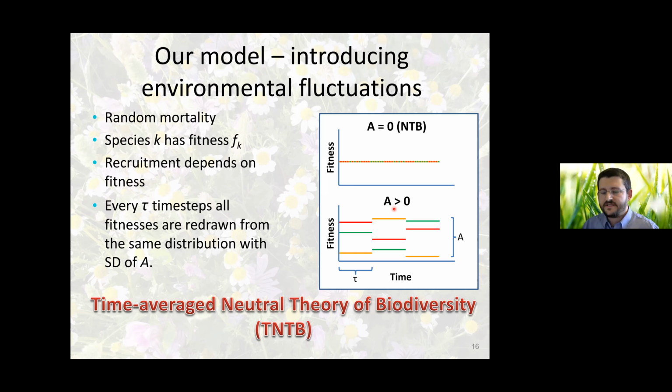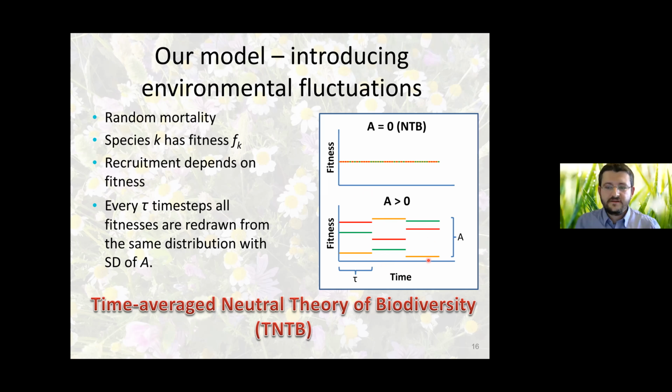If A is larger than 0, then the fitnesses are different, so at this time point, there is a competitive hierarchy, but then after the environment changes, there's a new competitive hierarchy, and the environment all the time changes, the fitness changes. But in the long run, all the species still are the same on average. That's why we call it the time average neutral theory of biodiversity, or TNTB.